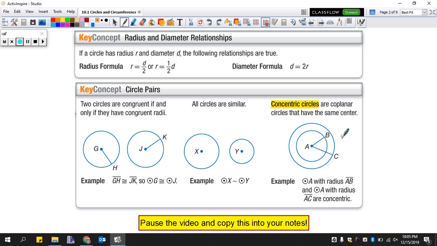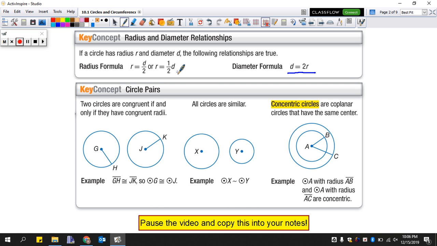All right, some more notes for you. So the radius and the diameter relationships: remember the radius goes from the center of the circle to the outside edge. The diameter goes all the way through the center. So the diameter is simply 2 times the radius. The diameter is twice the radius. On the other hand, the radius is half the diameter. So that's all common sense type stuff.